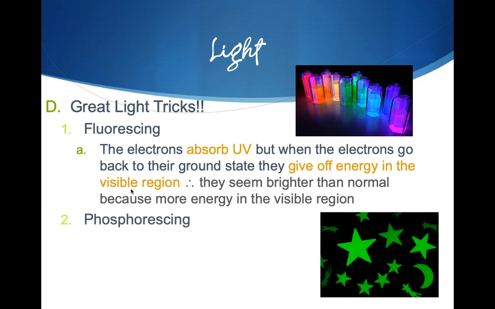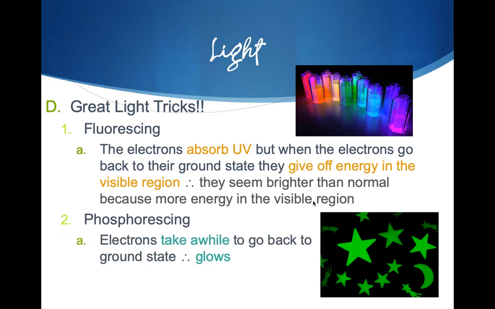The next demo I did was phosphorescing. This is your glow-in-the-dark stuff, right? So the idea here is that the electrons are getting energy from a light source, and then they're gaining energy and moving up to their excited state. But they don't want to stay there because at some point the energy goes away, so you turn off the light, and then it glows in the dark because the electrons take a while to go back to their ground state.